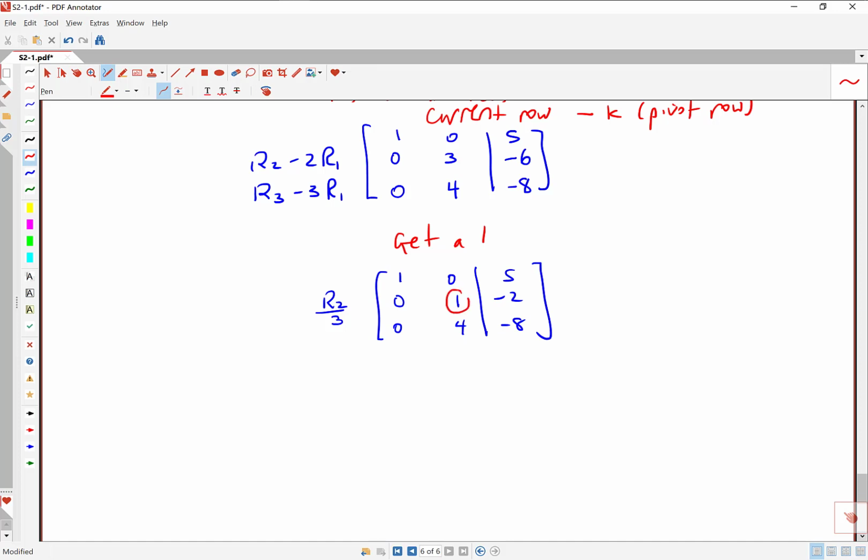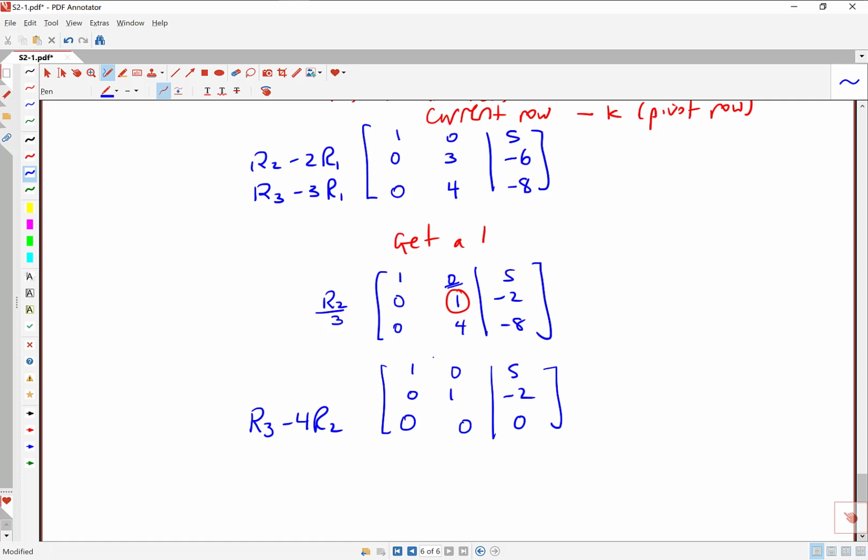Can circle our 1, and then we're going to use that pivot to create zeros in the rest of that second column. Well, in the top position here, we've already got a 0. So it's just a matter of going row 3 minus 4 row 2. So again, the row that you're on, sign change of the number that you're trying to eliminate times your pivot row. So that's going to look like 0, 0, 0 for the bottom row.